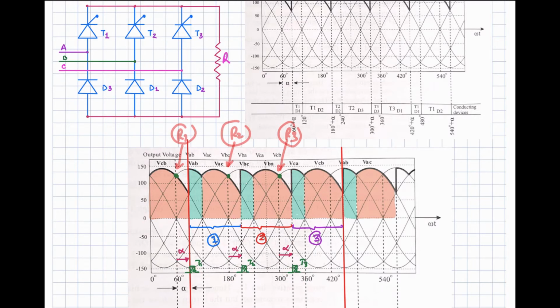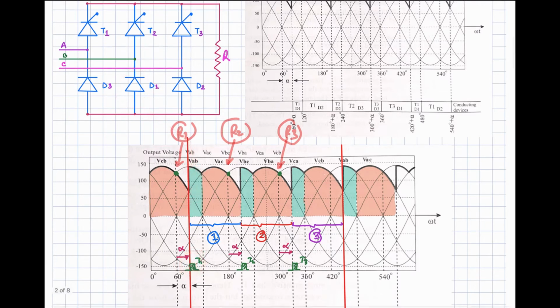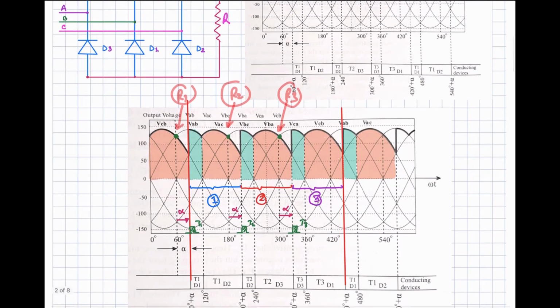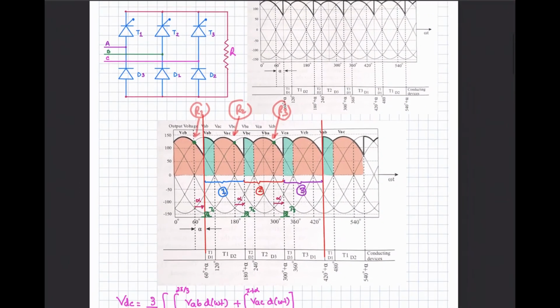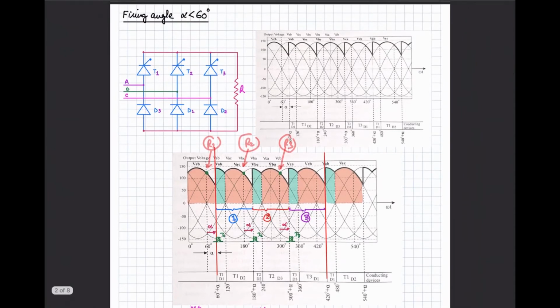When we apply the gate pulse to the first thyristor T1 at this position, at this point VAB is maximum, so the conduction will be from phase A to phase B, and in the reverse direction the diode of phase B, that is D1, will be turned on. So during this interval of time that you can see over here, T1 and D1 are in the on state.